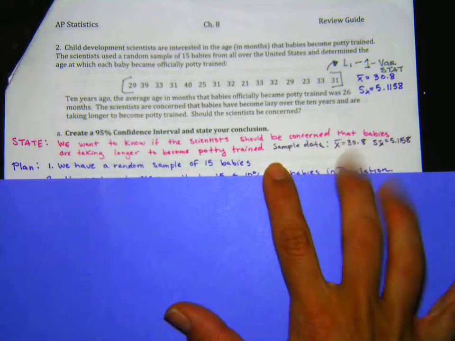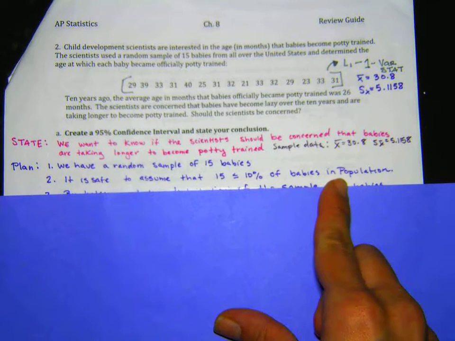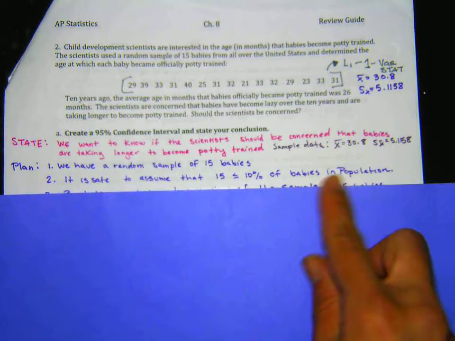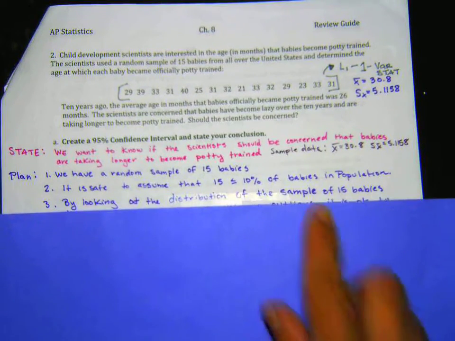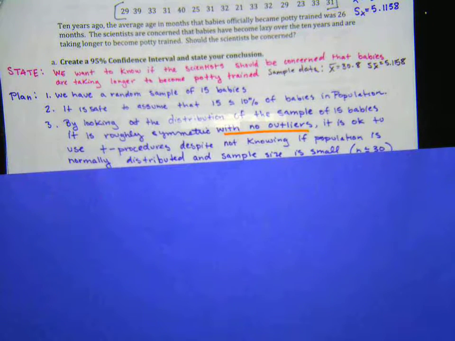So our plan, checks and assumptions. We have a random sample of 15 babies. We assume that 15 is less than 10% of all the babies in the population. So just the population of the United States, all babies in the United States. And then the third thing, this is not a large sample, so we cannot use the central limit theorem. We do not know if the population is normal.